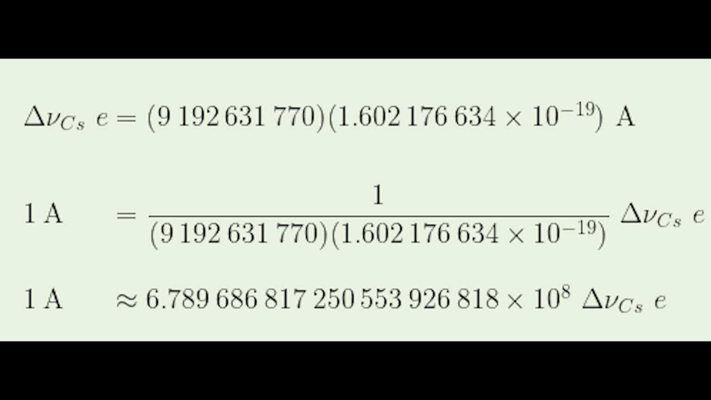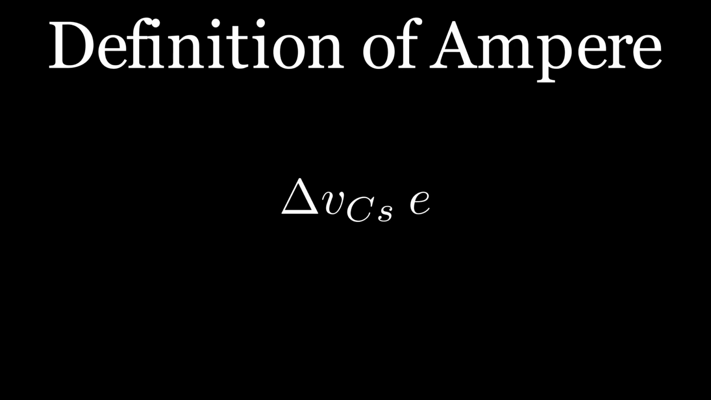Next, ampere. This is cesium constant times elementary charge. Elementary charge is in coulombs, which is ampere times second. And second divided by second cancels out, and we are left with 1 ampere.